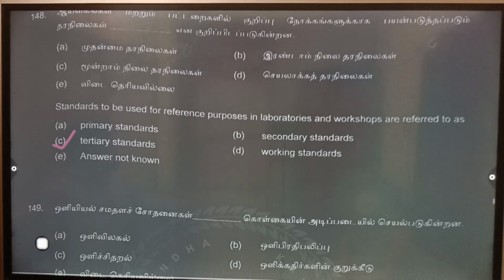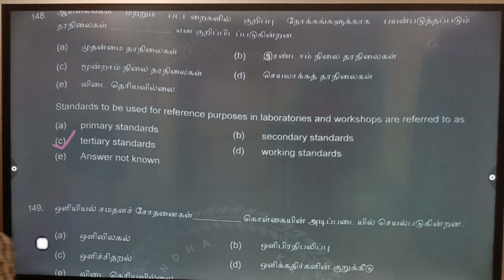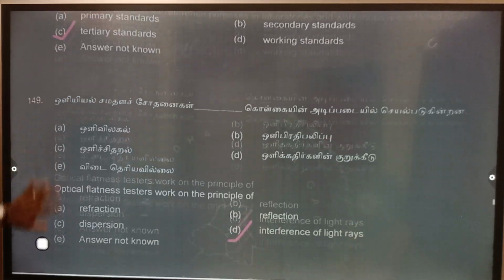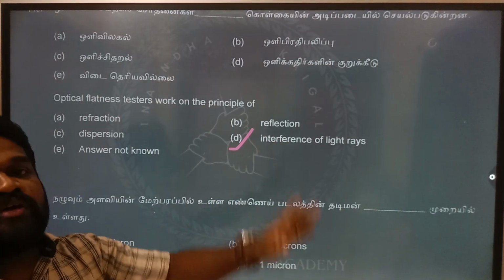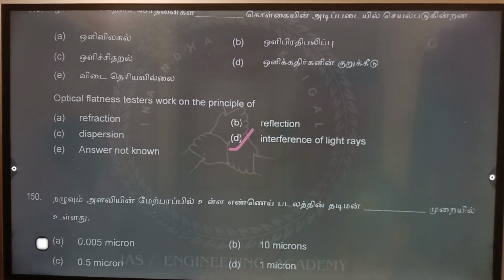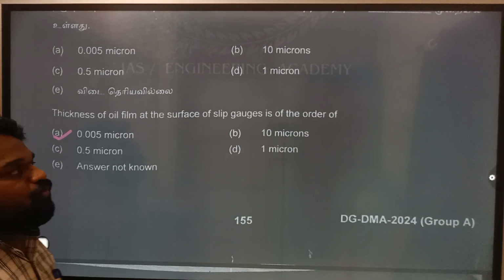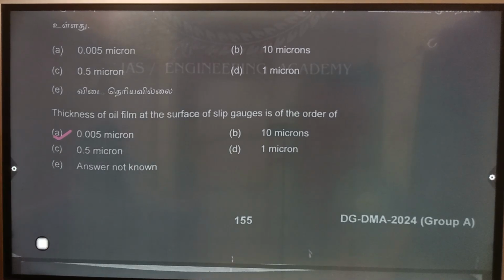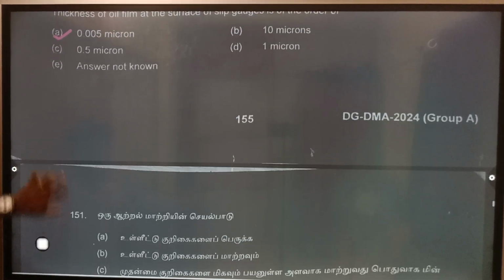148. Standards used for reference purposes in laboratories and workshops. Tertiary standard. C is the answer. 149. Optical flatness testers work on the principle of interference of light rays. Okay, D is the answer for 149. 150. Thickness of oil film at the surface of slip gauges is of the order of 0.005 microns. Okay, A is the answer for 150.